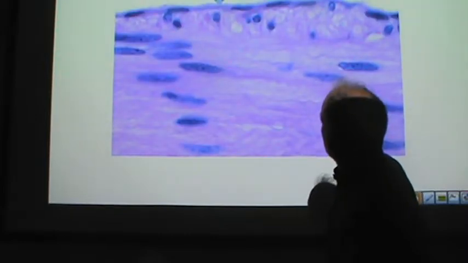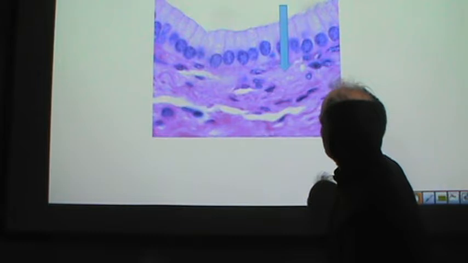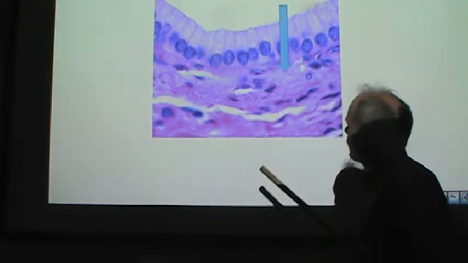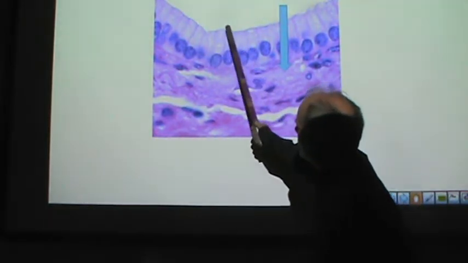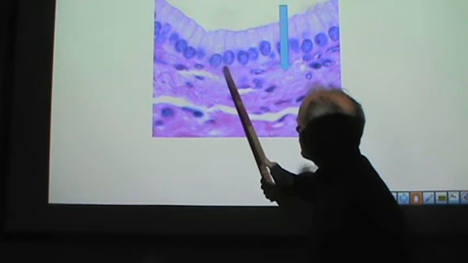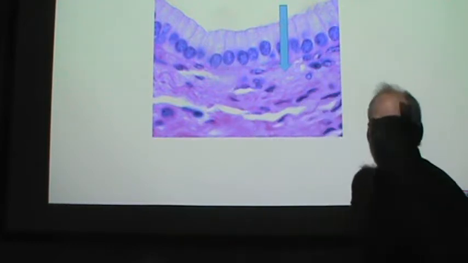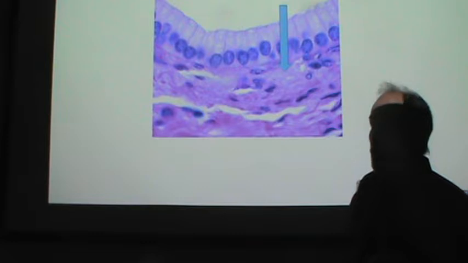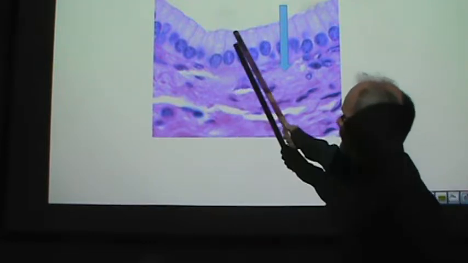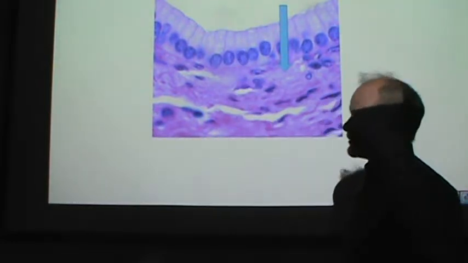Right? And I think we just did that one. Okay, let's do another one here. This one goes from right here to right there. Okay? What do you think? How many rows of cells do we have? There to there. See the nucleus?